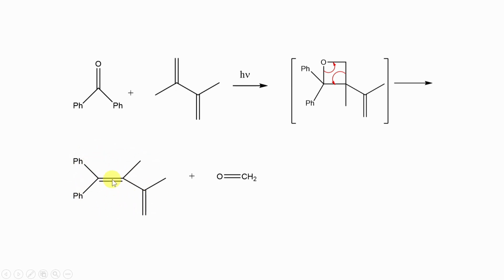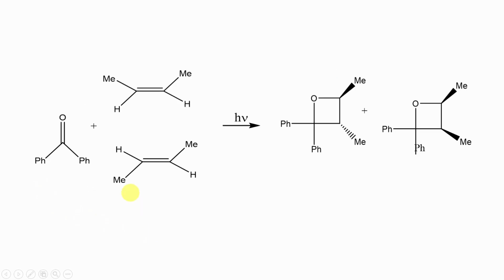That is, this ketone, benzophenone, reacts with the conjugated diene. Photocycloaddition first takes place, the Paterno-Buchi reaction, to form oxetane. Here oxetane is first formed, but it decomposes with the elimination of formaldehyde, forming this stable product.